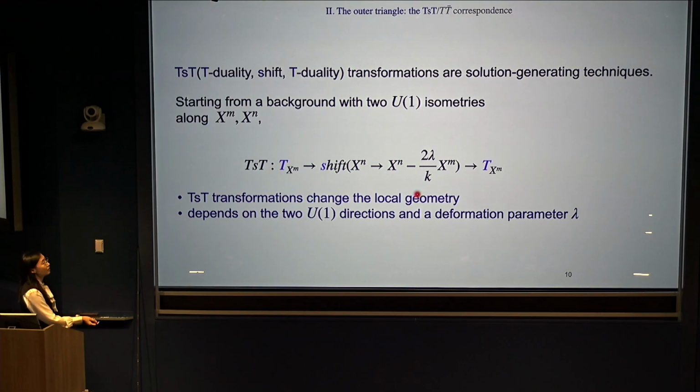And the coefficient here, I parameterize it by lambda. And then I do T-duality along the first one again. If we don't mix, if we don't shift in the middle, we go back to the original theory, nothing changed. But this shift is really non-trivial. It leads to a completely new solution.